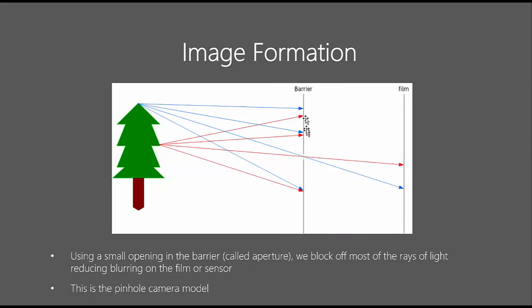We essentially use a barrier to block off most of the light while leaving a small gap, and that gap is called the aperture. This allows just some points of light to be reflected onto the film. So this gives you a much more focused image, and it's actually the basis of a pinhole camera.